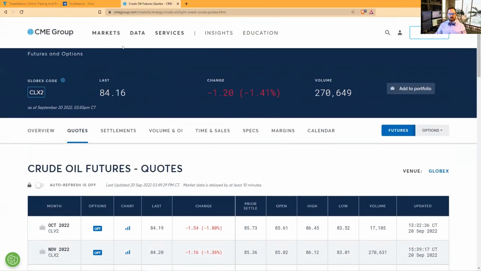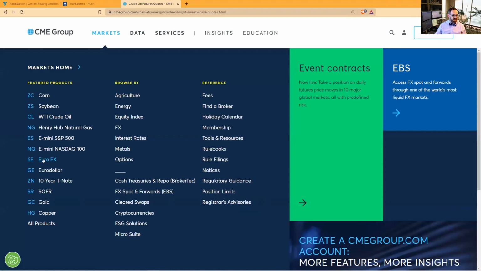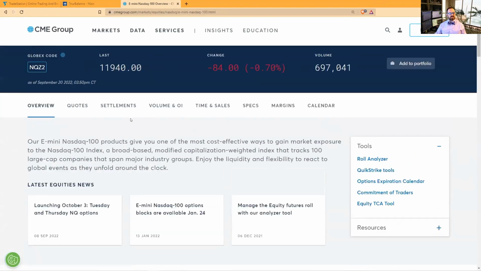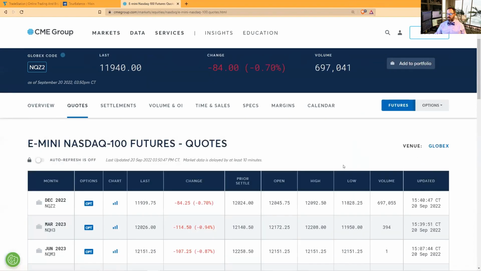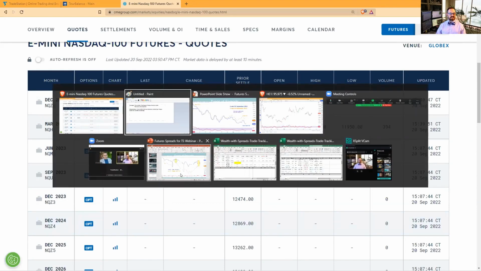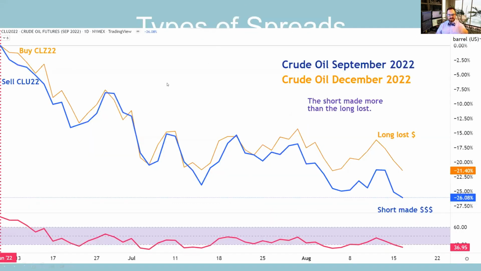So if we change our quote, perhaps to the NASDAQ, there we go. Let's see if we are in contango there. And we are. You can see the December contract at 11,939. And then we go to 12,000, 12,151, and so on. So that's contango. That's a normal market situation. But it doesn't necessarily mean that when something's in contango, you should be doing a bull spread. When there's backwardation, you should be doing a bear spread. There's more to it. Okay.